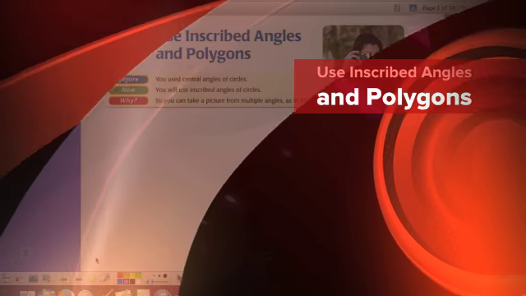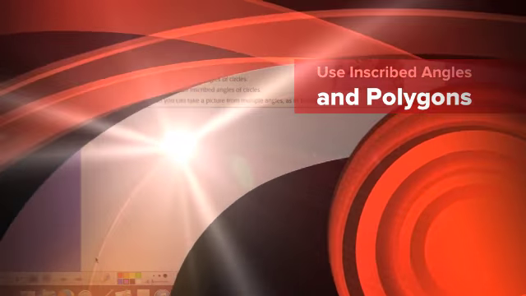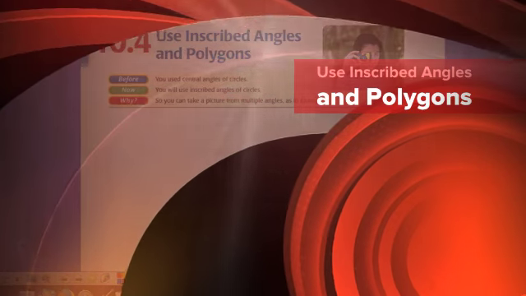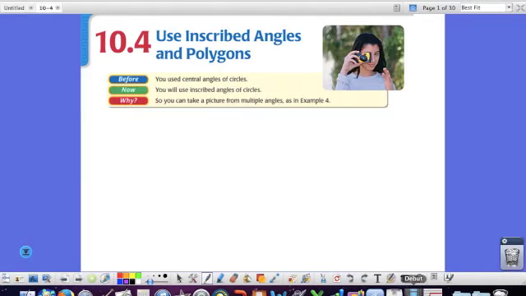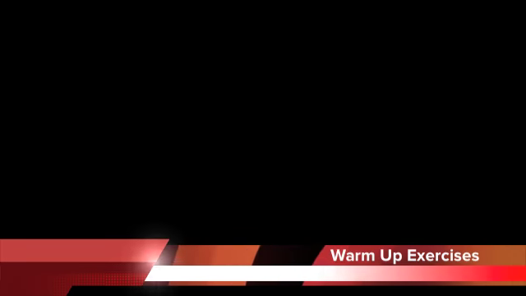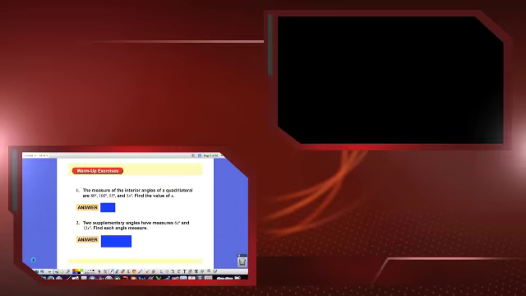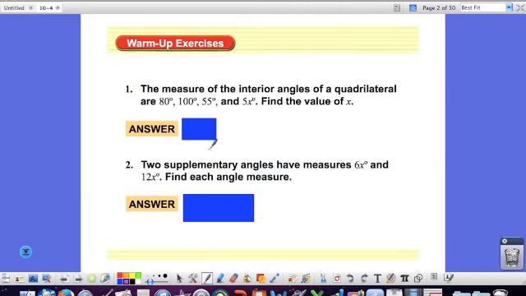In Lesson 10.4, you will use inscribed angles and polygons. You will use inscribed angles of circles. So let's first go through the warm-ups.